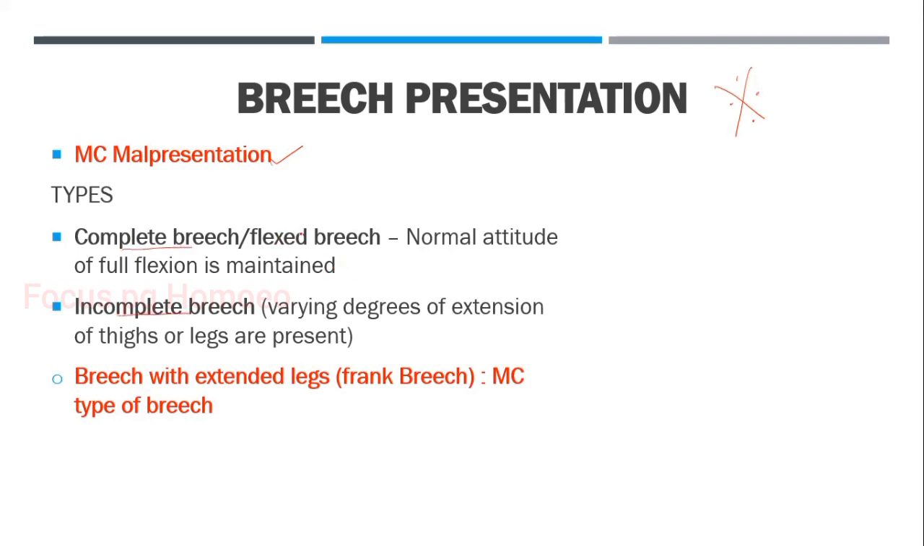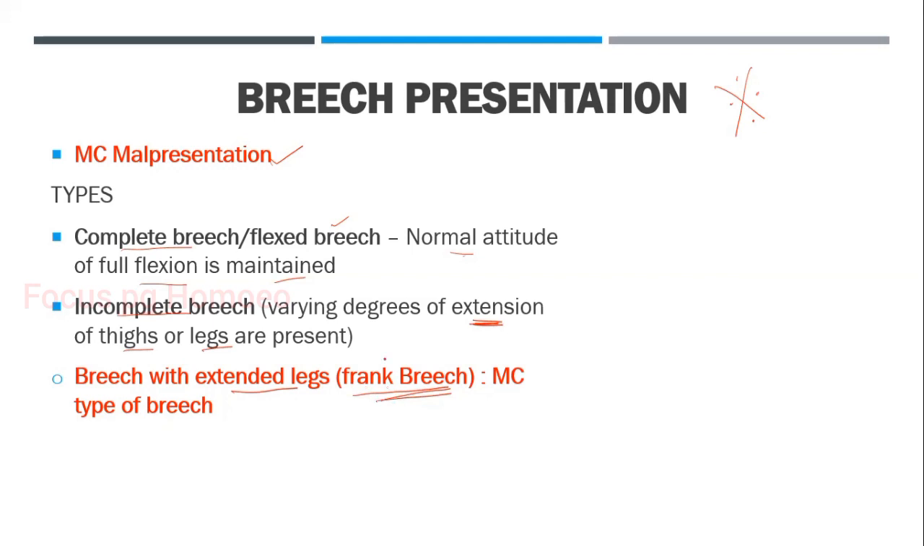Complete breech is also called flexed breech presentation. Here, the normal attitude of full flexion is maintained. Even though the presentation is a malpresentation, the attitude is normal. Whereas in an incomplete breech presentation, varying degrees of extension occur. There is no complete flexion, and here thighs or legs can be present. The type of incomplete breech presentation, breech with extended legs, is also called frank breech presentation.